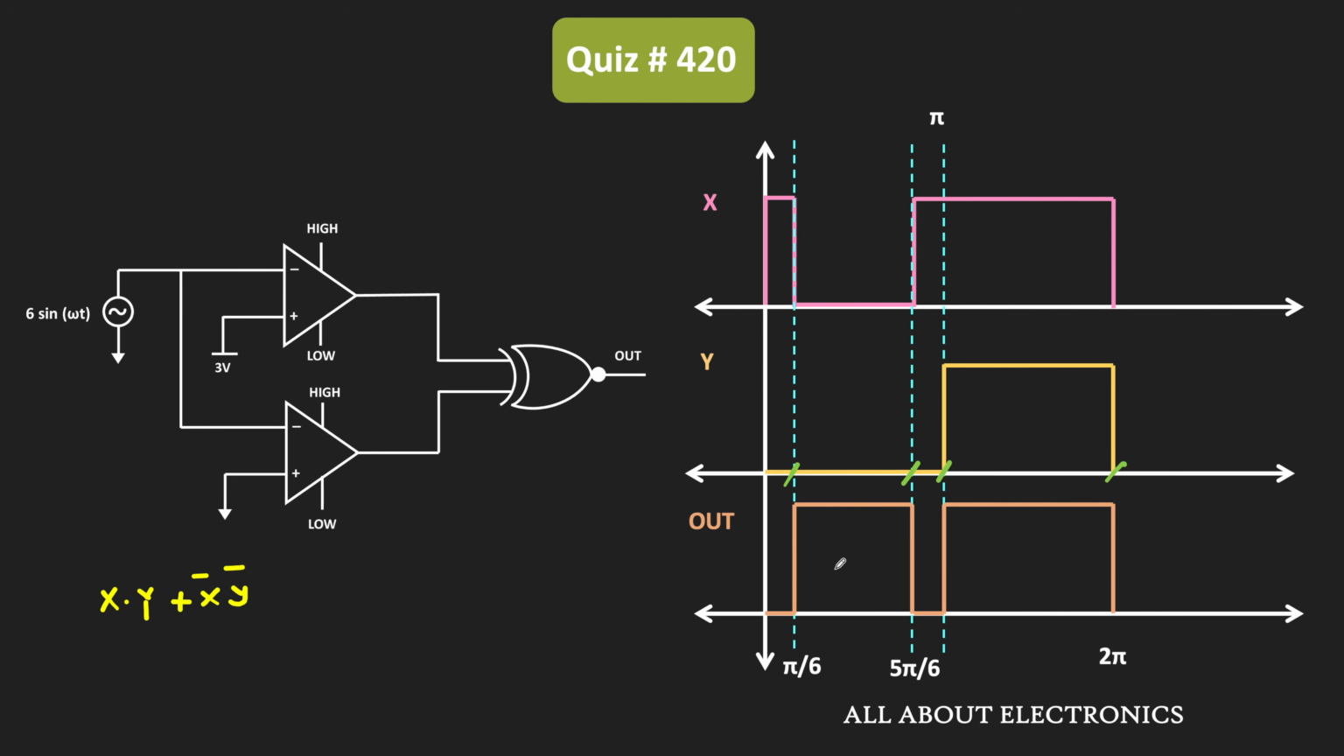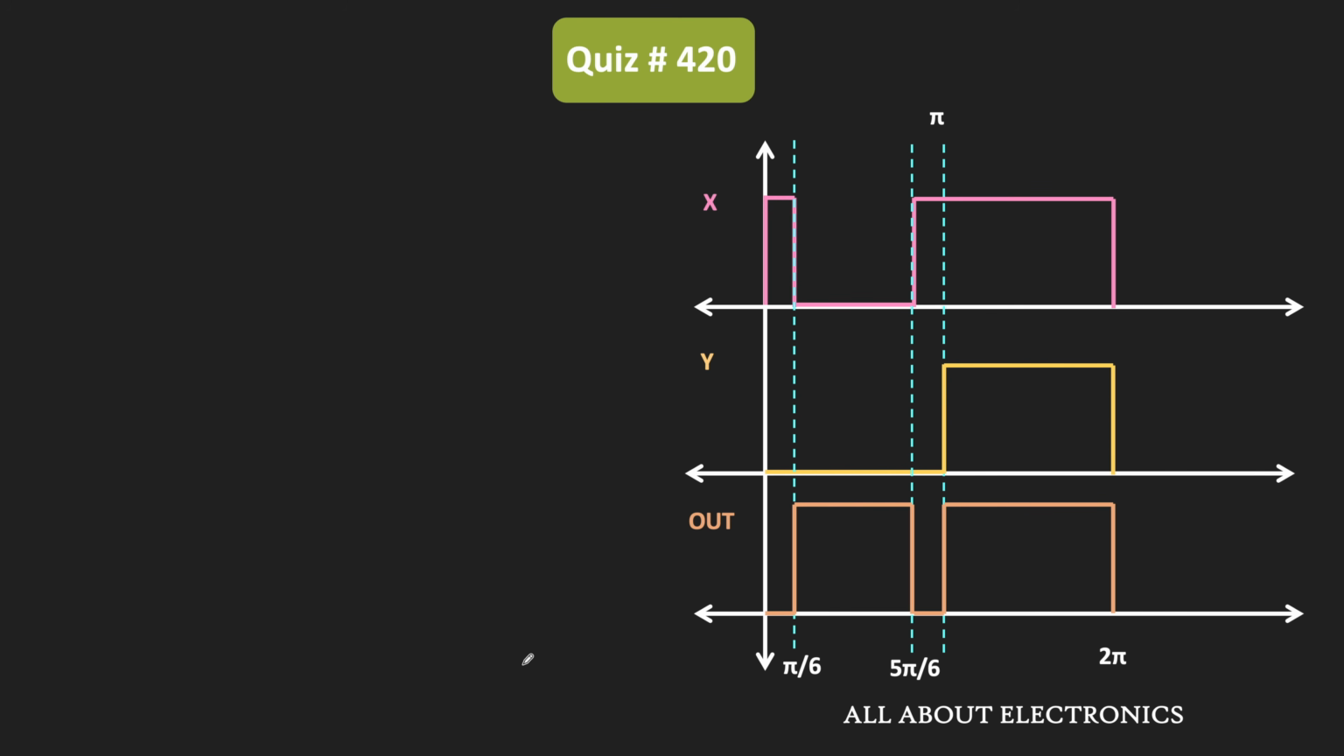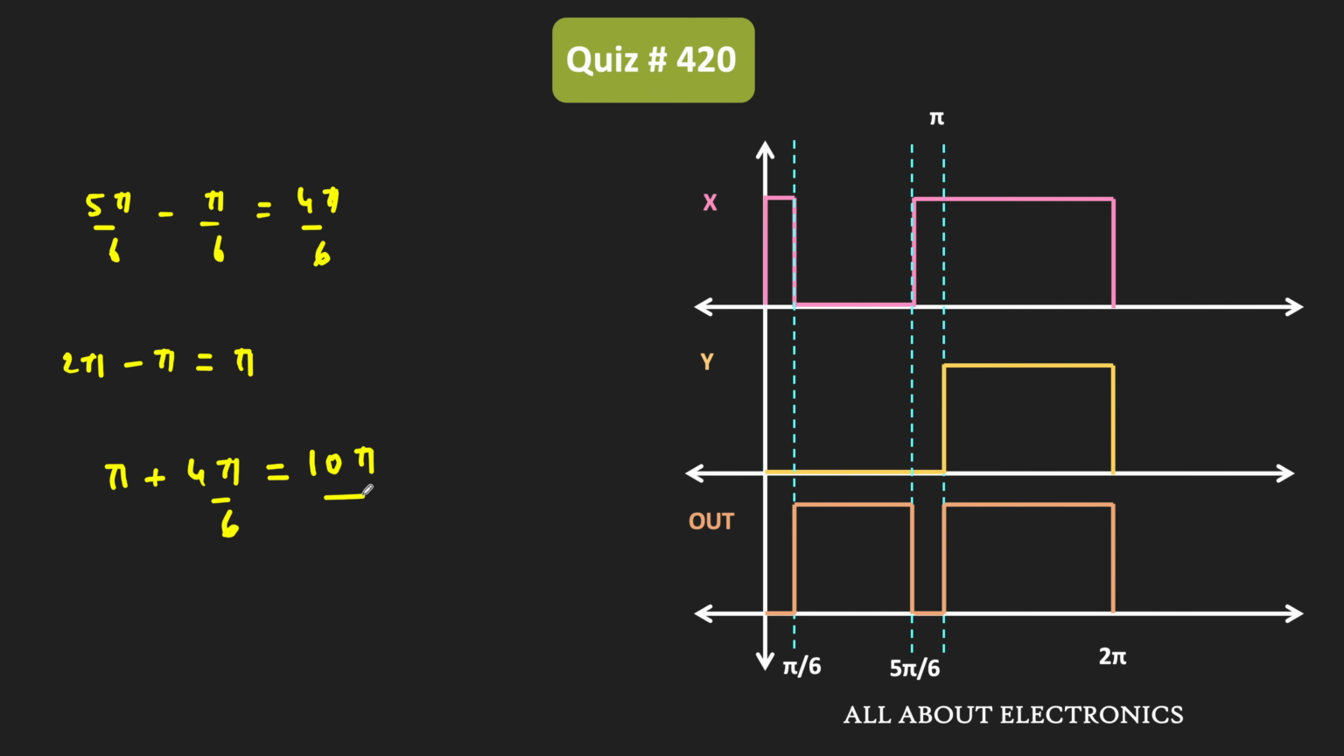As we have seen earlier, this duration is from pi by 6 to 5 pi by 6, and this duration is the negative half cycle, from pi to 2 pi. So the output of the logic circuit is high from 5 pi by 6 to pi by 6, or during 4 pi by 6 time, and likewise it is high from pi to 2 pi, a duration equal to pi. That means the total time for which the output remains high is pi plus 4 pi by 6, which is equal to 10 pi by 6.